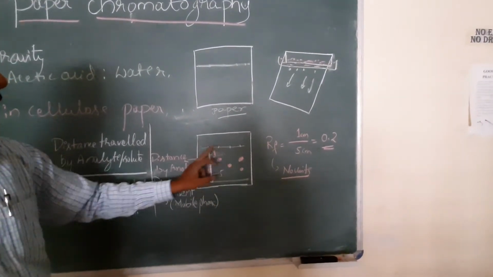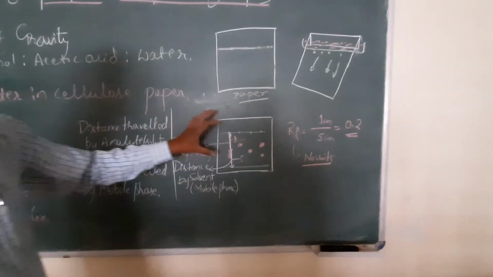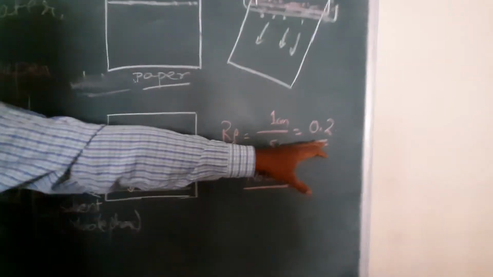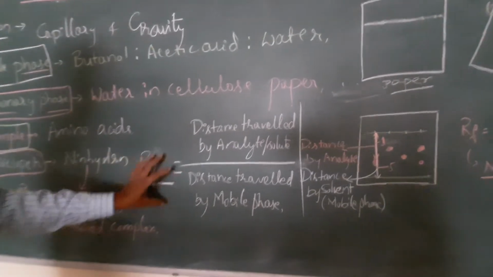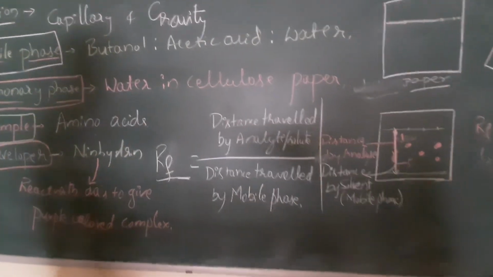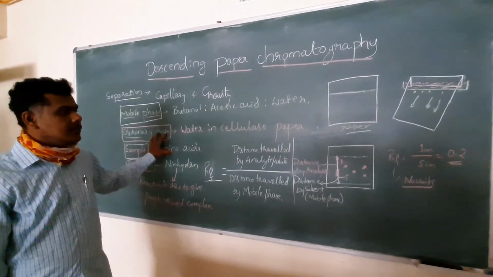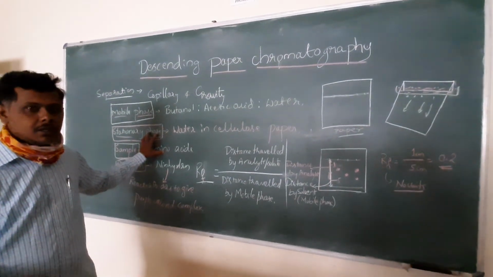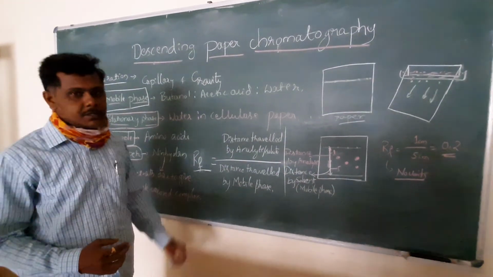For that, we are going to add similar standards in the paper. So for example, you can see this is going to give the RF value, and RF is a value which does not have any units, it's just a constant. So this is a simple brief idea of how we are going to do descending paper chromatography. Later I will do the whole process, and you can see how it takes place. Thank you.